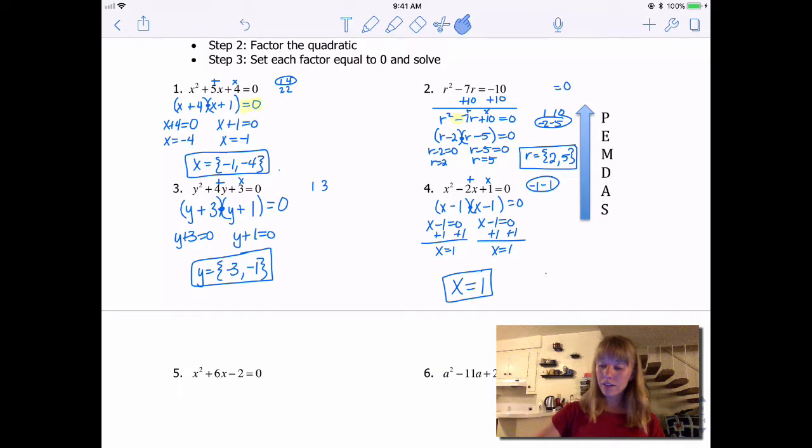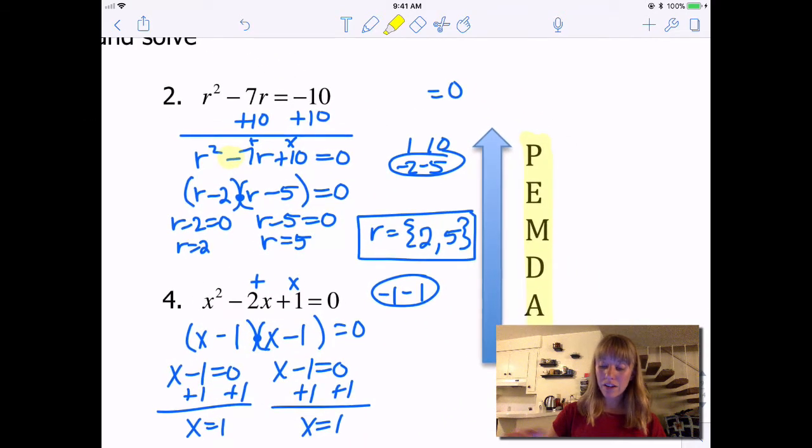A little reminder on the right-hand side is that we're always looking at PEMDAS. So on number 2 specifically, to get r by itself, we had to add my 10 to both sides.